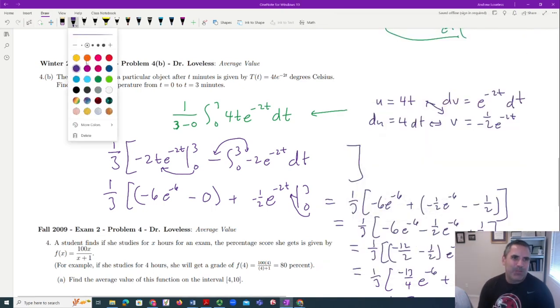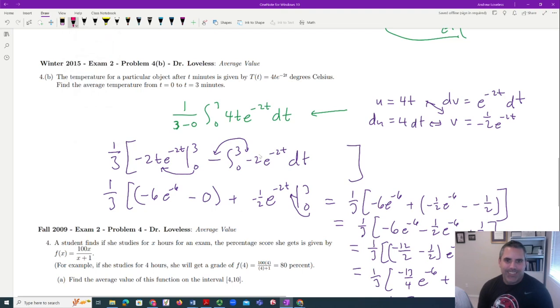Hopefully you spotted it before me. I did not bring this down. I got rid of the negatives, but this should just be negative 1 because of the 2 and the 1. Oh, so that makes it a whole lot nicer. So I wasted a bunch of time there. Sorry about that. Let's fix this.